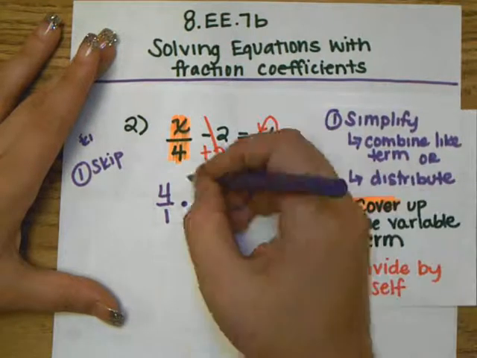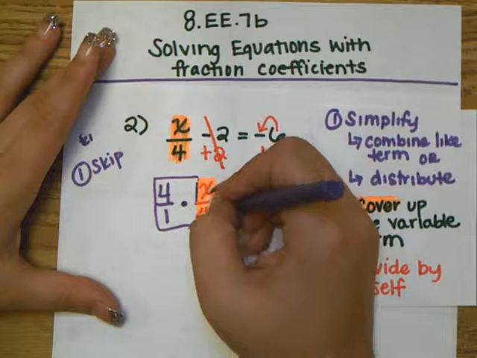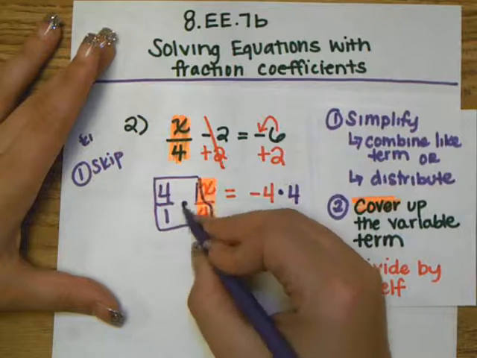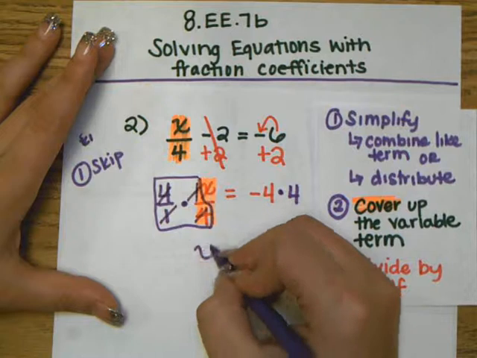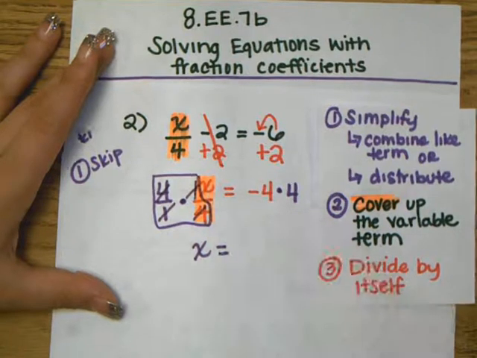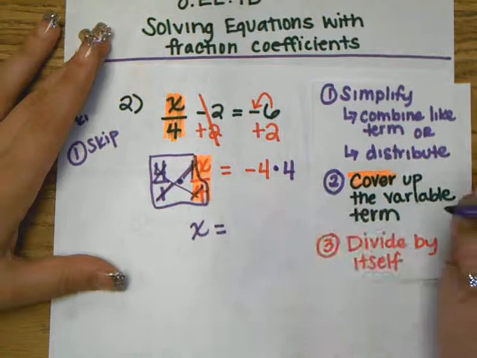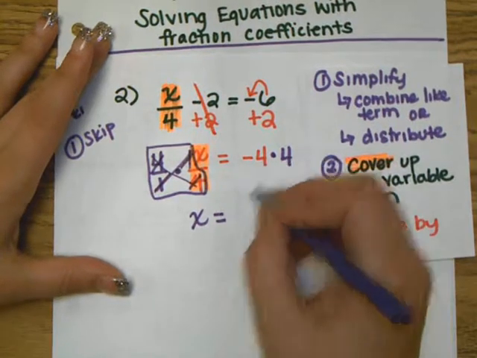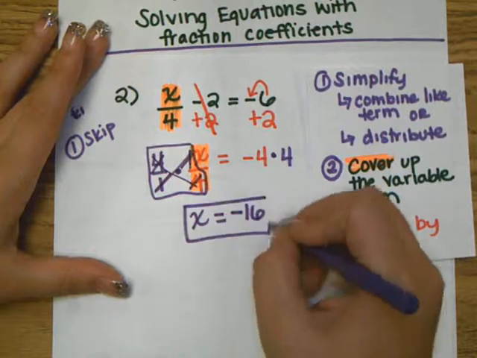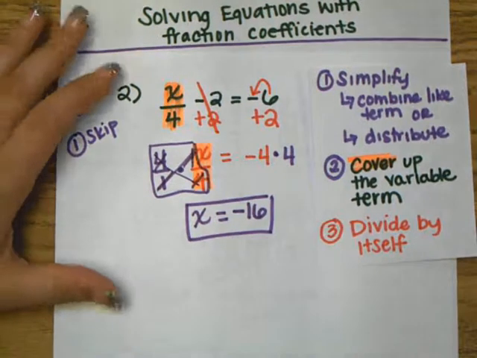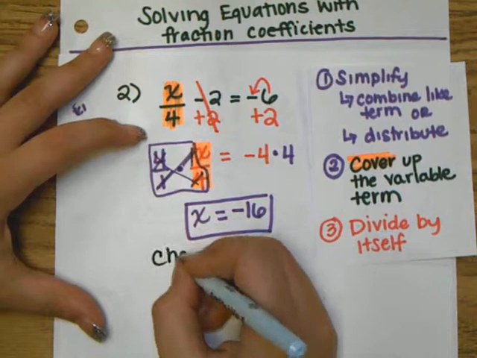So whatever we do to this side, I have to do on this side. So I'm going to multiply this side by 4. Now this is going to cancel, because 4 times 1/4 is just 1x. So this cancels. So x equals negative 16.